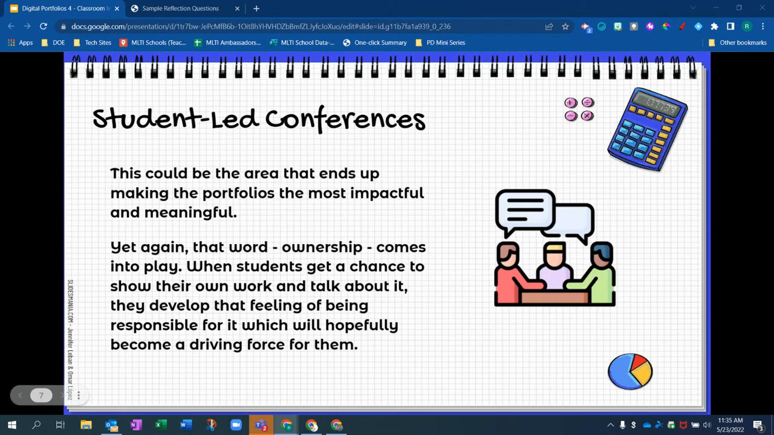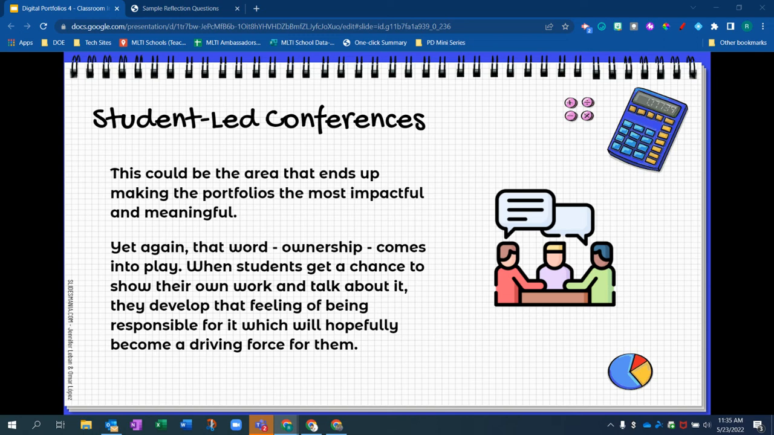All right, and then finally, I think one of the pieces that makes digital portfolios go a long way is when you start having student-led conferences, right? So students are hopefully showing these to their classmates as they're going along, right? They're getting feedback and they're showing others. So hopefully that's promoting ownership for them.